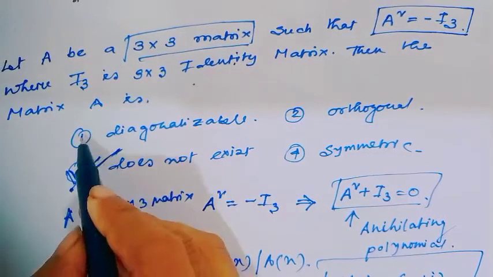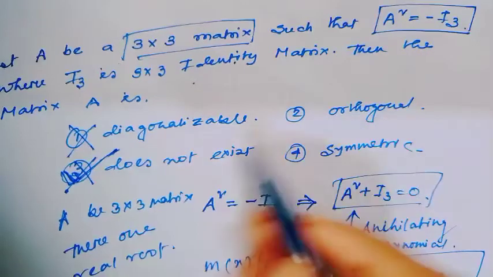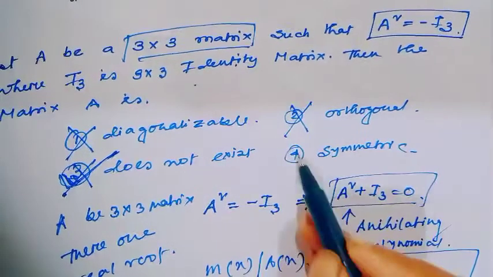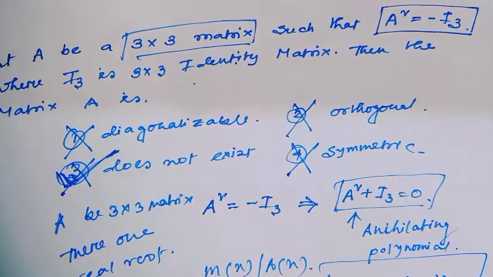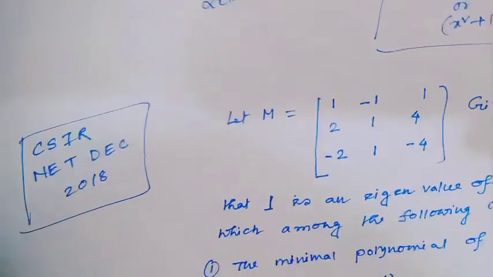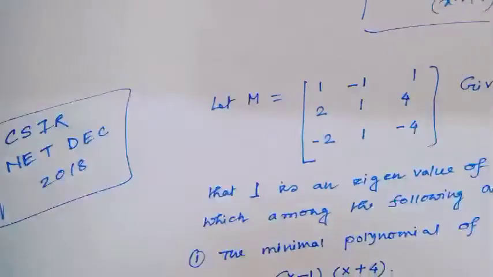And the other options: A is diagonalizable, this is wrong. Orthogonal, this is also wrong. Symmetric, this is also wrong. Only option 3 is the right option. Are you getting it? I will say one question which came in the CSIR NET December 2018 exam.